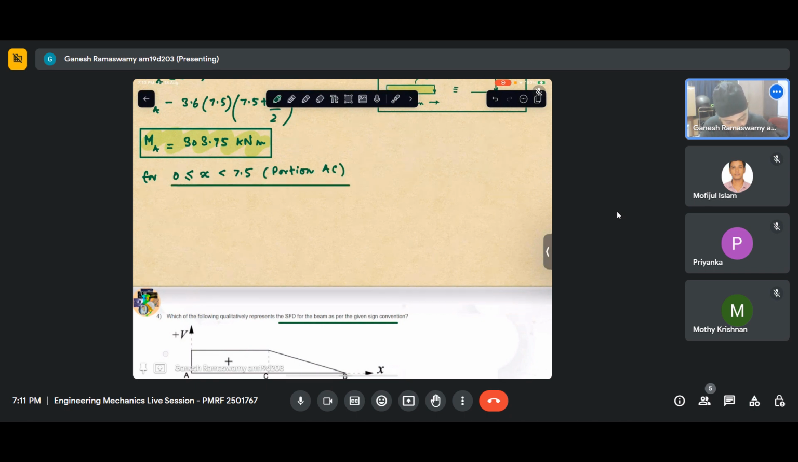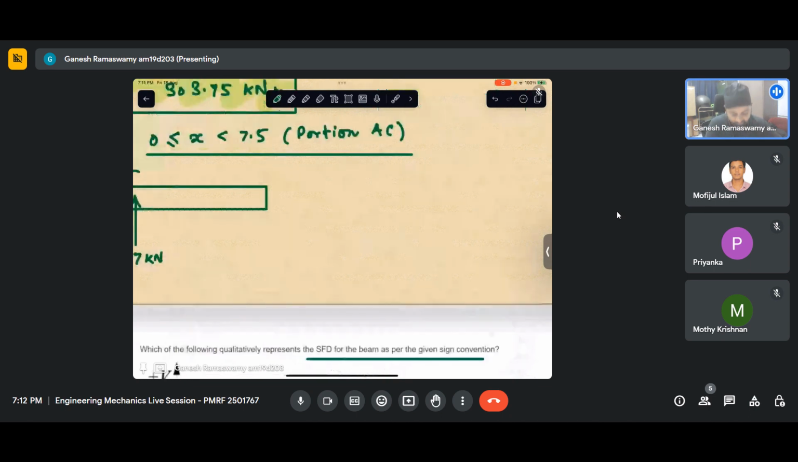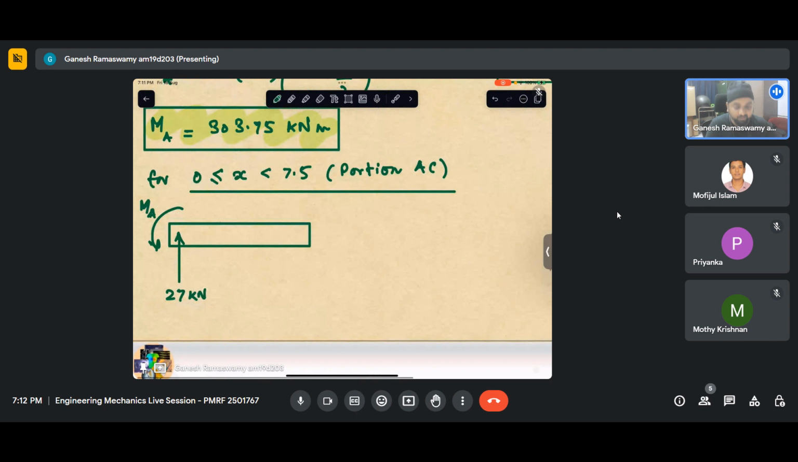If I draw my free body diagram there, I can see that I have a force of 27 kilonewton applied, and I have an anti-clockwise moment of Ma. Let me call that Ma, with the understanding that Ma is 303.75. Any other load that I have to account for? This distance is x, with the understanding that x varies from 0 to 7.5.